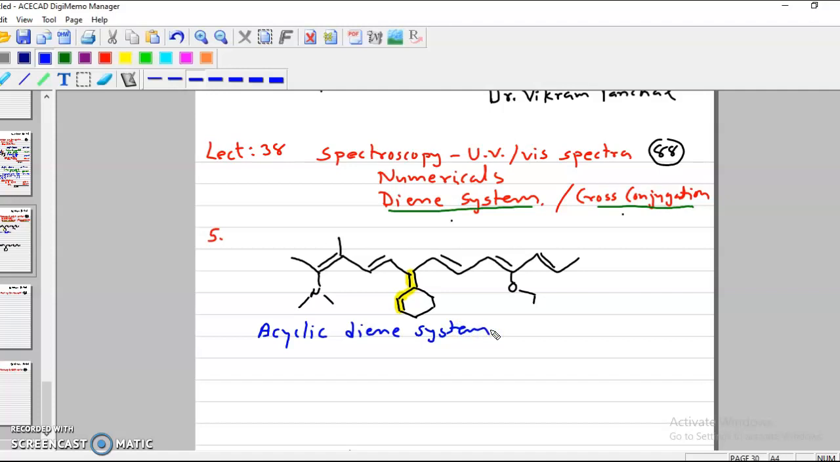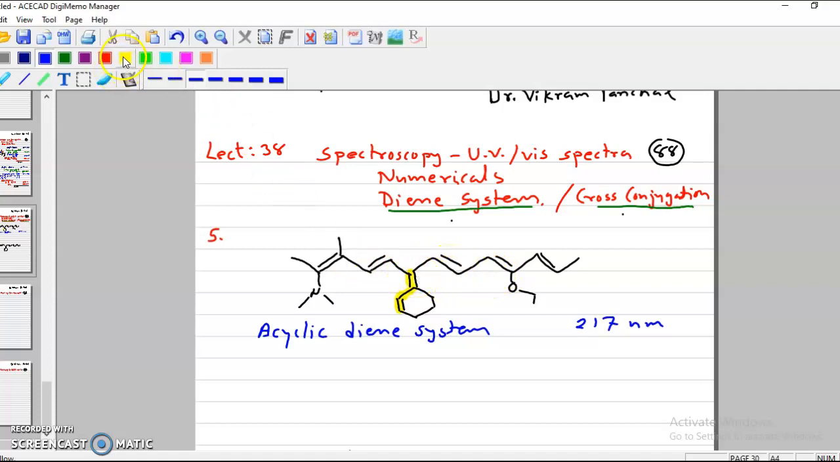And you all know that for open chain Diene system, we are taking 217 nanometer. So the base value of this will be 217 nanometer. This will be given to you. You don't have to remember this. So 217 nanometer for acyclic Diene system. Now we'll have to see whether there are any extended double bonds or not.